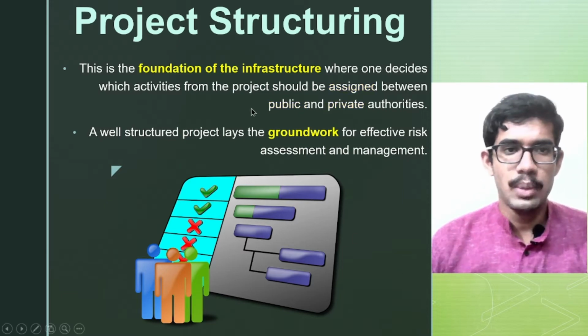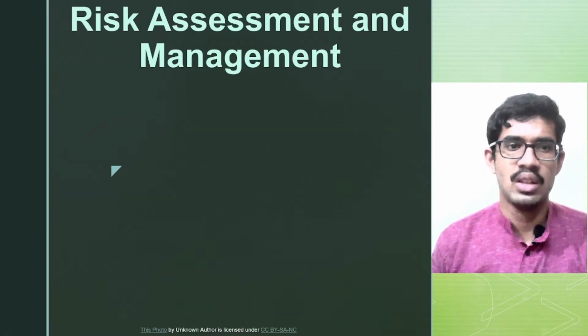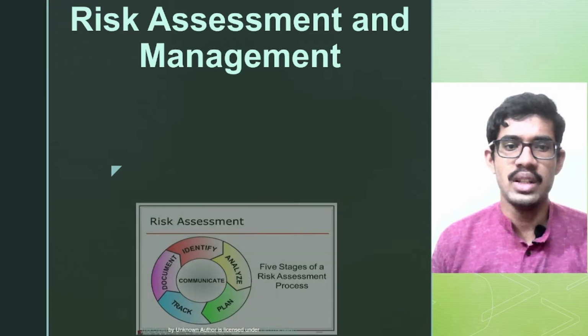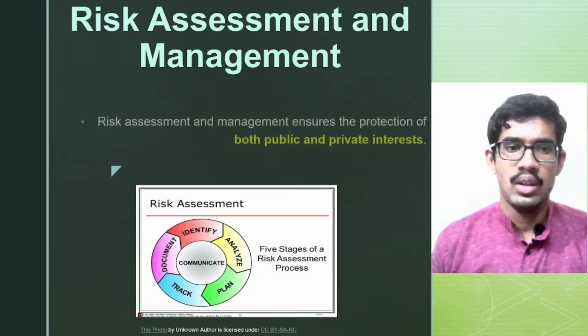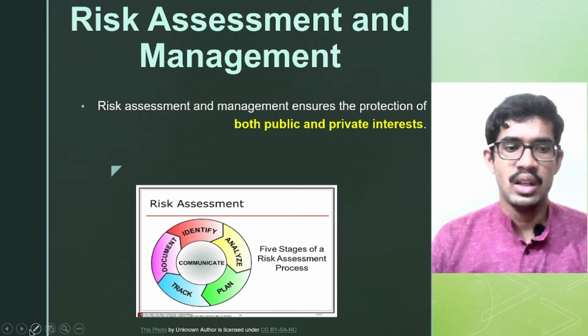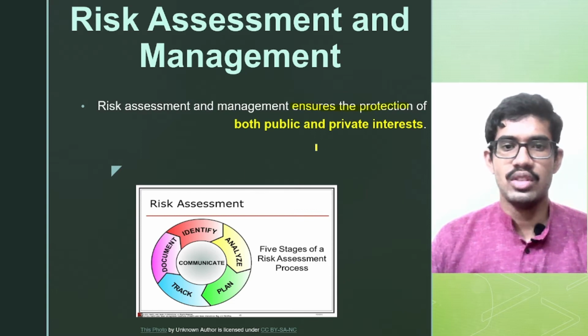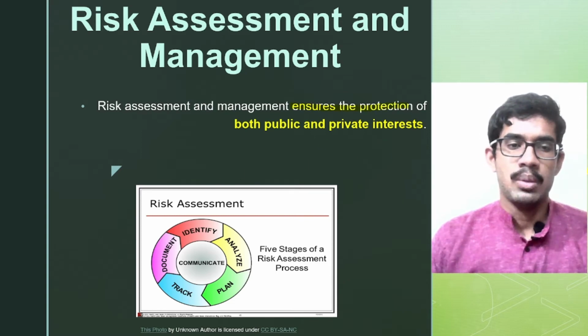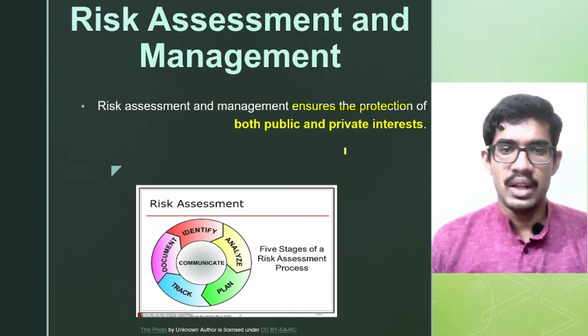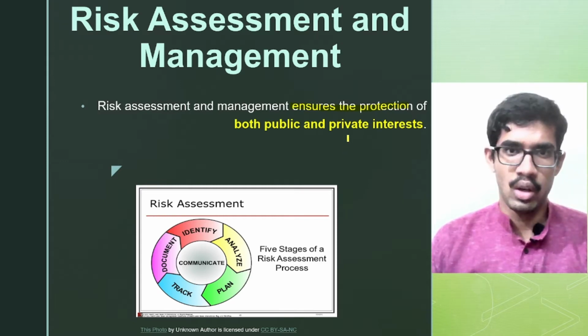After learning about project structuring, let us now move on to the next implication, that is risk assessment and management. The very important point in risk assessment and management is that it ensures the protection of both public and private interests. This is very important. Why? Because both the parties have invested in this project. Both the parties have different causes.